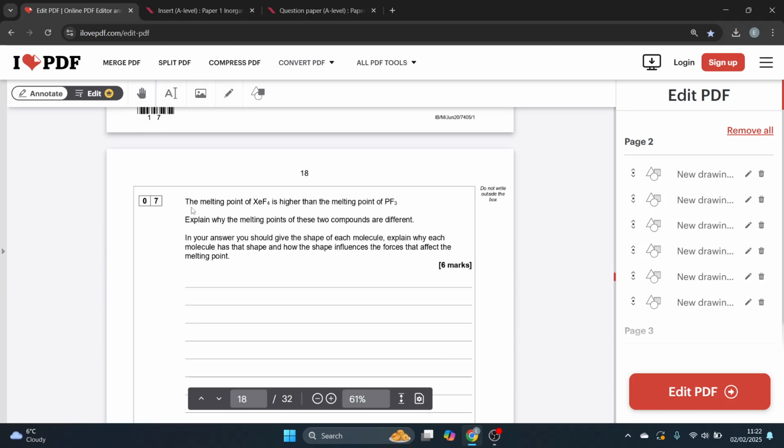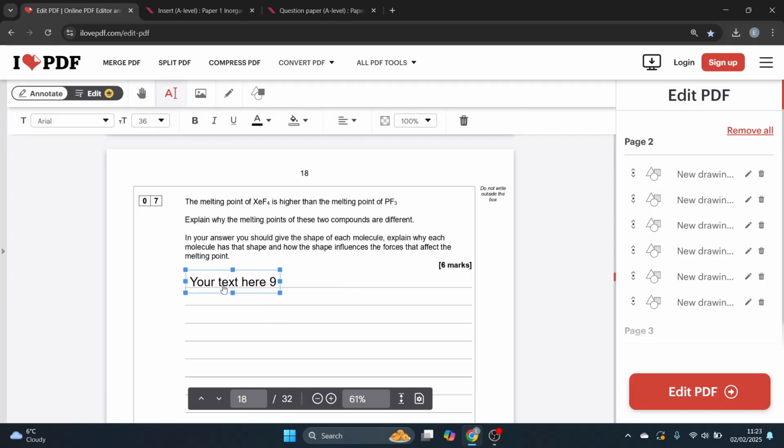Question 7. The melting point of XeF4 is higher than the melting point of PF3. Explain why the melting points of these two compounds are different. In the answer, give the shape of each molecule, explain why each molecule has that shape, and how the shape influences the forces that affect the melting point. Now, obviously, if you reviewed your bonding stuff and electron pair and all that, it should be a nice question, really. And if you didn't, and in an exam you had this question, then it's not going to be very nice for you.